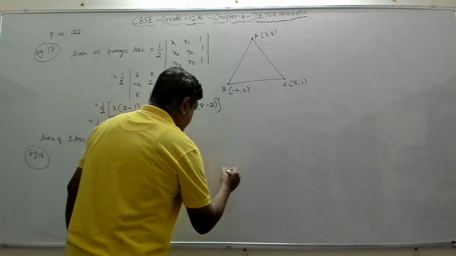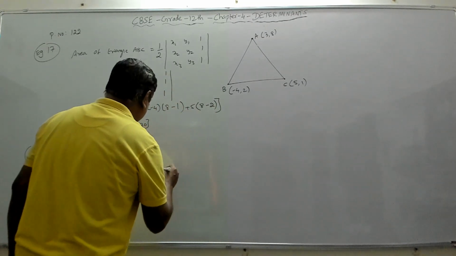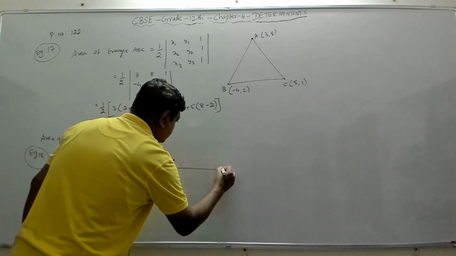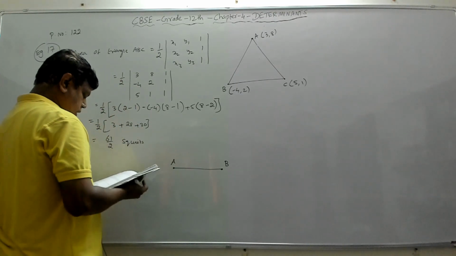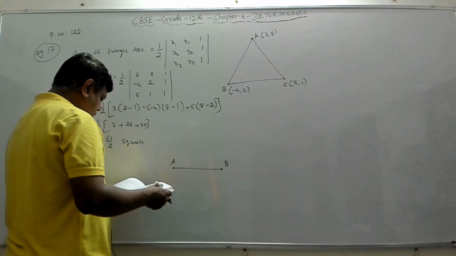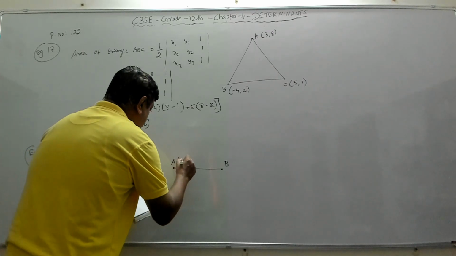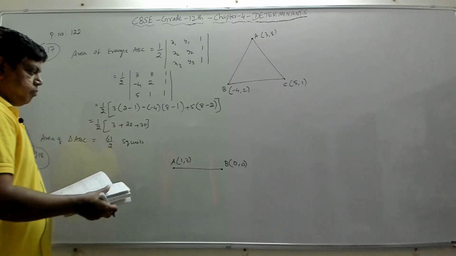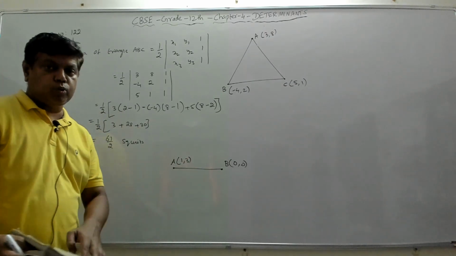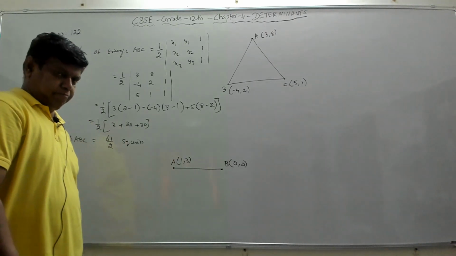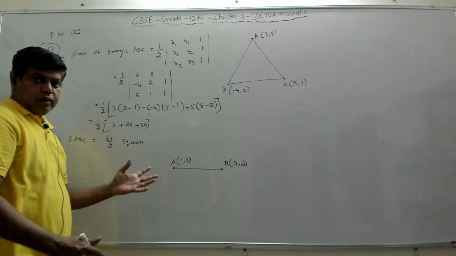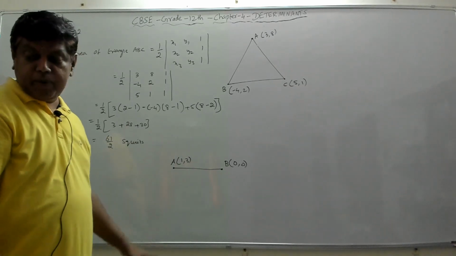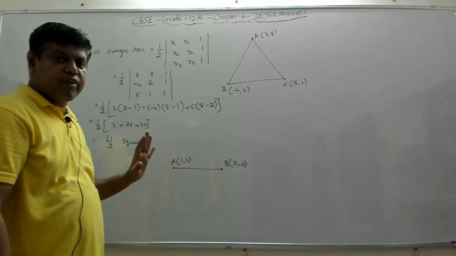So there is a point A given. So I'll draw it here. There's a point B given. We have to find the equation of the line joining these 2 points using determinants. So A is 1 comma 3 and B is 0 comma 0. This is the first part of the question. After that, there is another point D, which is k comma 0, such that the area of the triangle ABD is equal to 3 square units. We have to find the value of k.